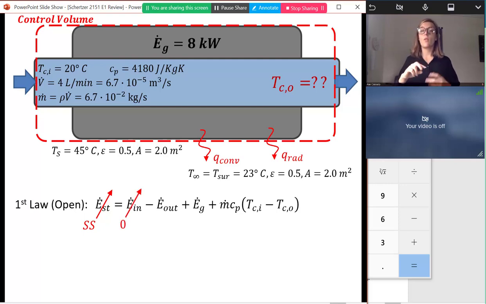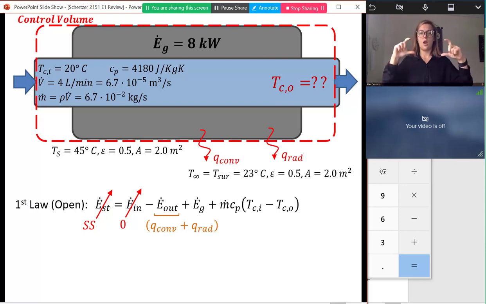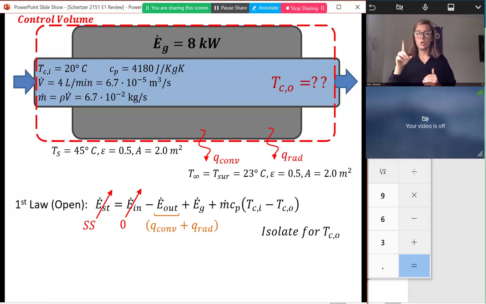There's no energy coming into my system, so there's no solar radiation or anything coming into my problem here. I do have energy going out, and there's two components of energy going out. I want to make sure that I don't mess up my sign, so I'm going to put these in brackets, but I could also make this negative Q convection minus Q radiation. I do have an energy generated term, and I know that I've got m dot Cp times delta T here because I've got water flowing through my system.